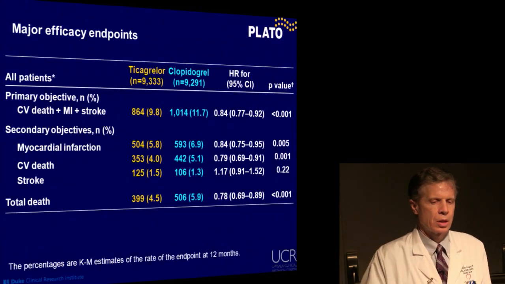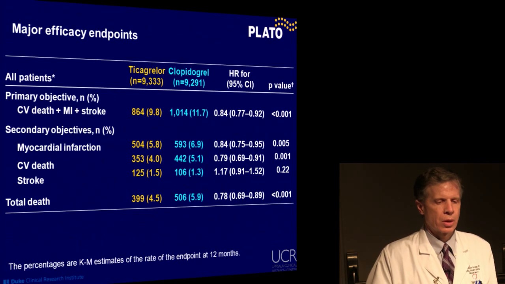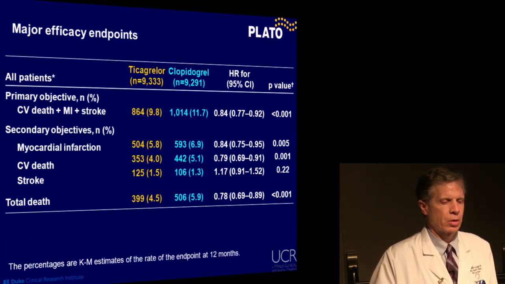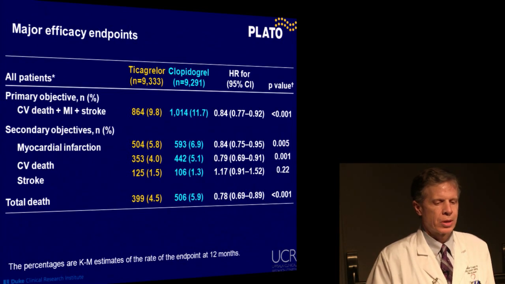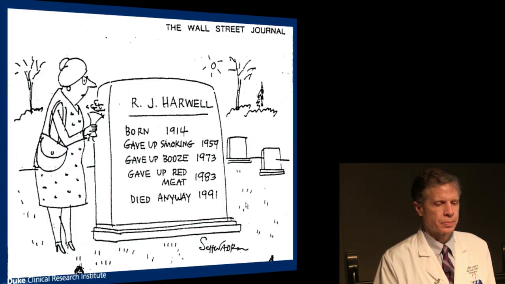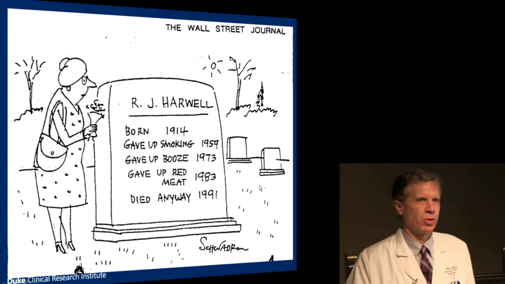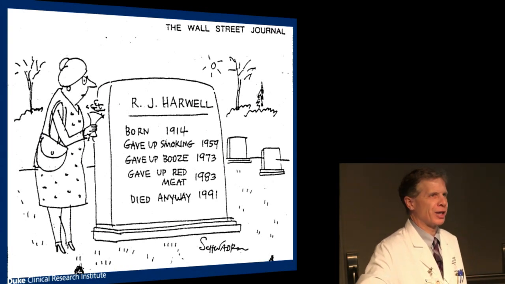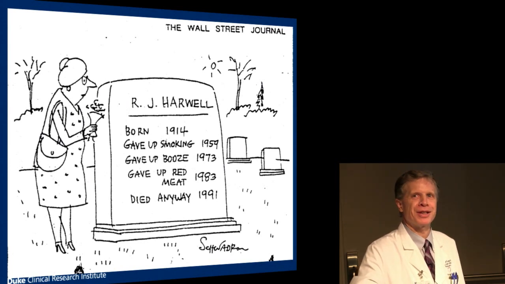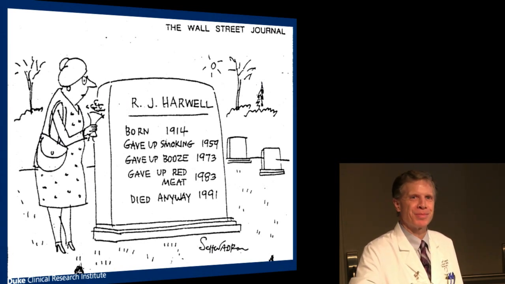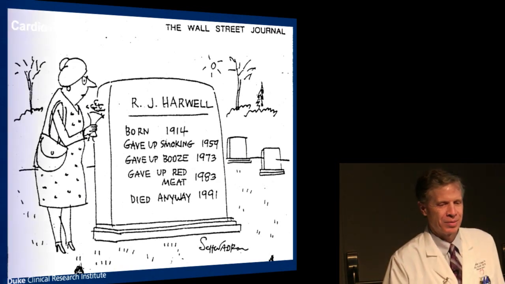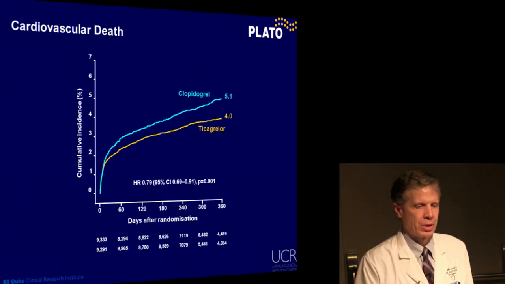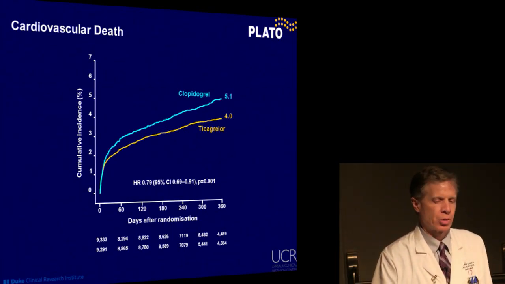And then the ticagrelor data from PLATO showing a 16% relative risk reduction in the primary outcome of cardiovascular death, MI, and stroke. But then this really interesting and unexpected reduction in mortality, so a 22% decrease in death. Now I'm reminded and told that we shouldn't say that we prevent death. We don't prevent death with treatments or in clinical trials. We simply postpone it. But ticagrelor, in fact, is a strategy which reduces cardiovascular mortality and total mortality.